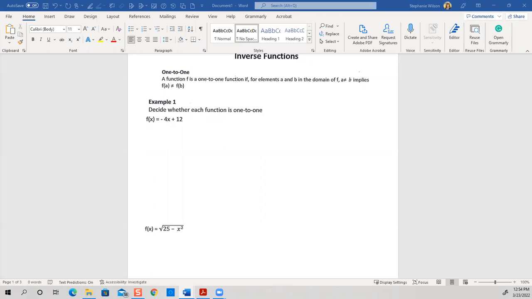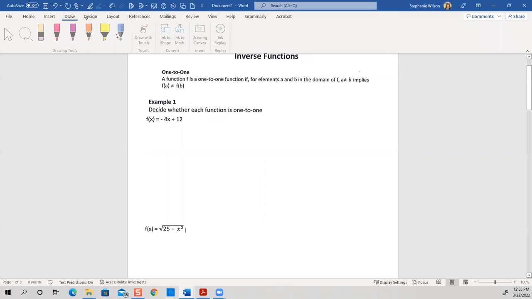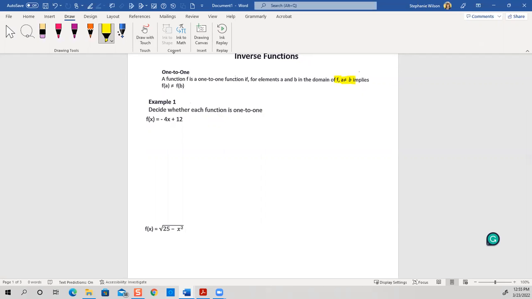Inverse functions. Whenever we have an inverse function, we want to see if it's a one-to-one function. And if it is a one-to-one function, then the elements A and B in the domain of F, where A is not equal to B, implies that F of A is not equal to F of B. So let's solve example 1 to decide if it is one-to-one.